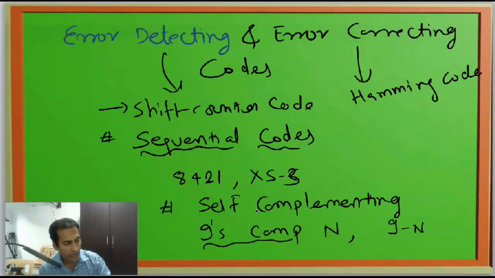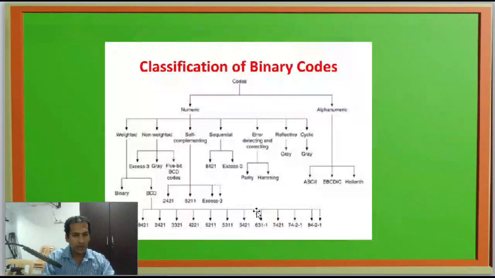Self-complementing codes have an advantage that their logical complement is the same as the arithmetic complement. Right? Arithmetic complement means what? Then there are some cyclic codes, and there are reflective codes and straight binary codes. So there are different types of codes. Some, like 8421, are also called the natural BCD code.